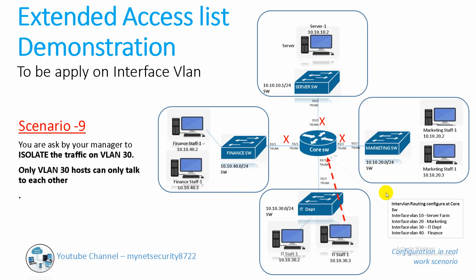So this is my topology. As you can see, I have a core switch. On the core switch, all interface VLANs are configured. We have access switches in each department, and each switch has two VLANs, one for data and one for the switch management IP. They are connected by a trunk. The access list that we will create will be applied on interface VLAN 30.